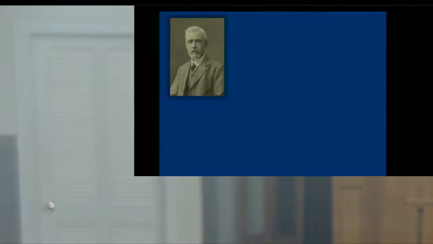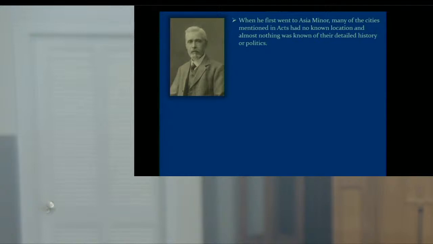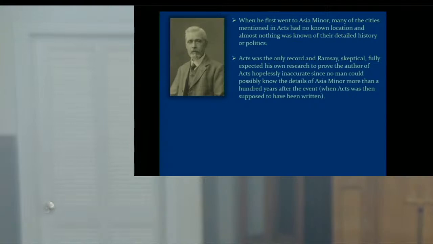When he first went to Asia Minor, many of the cities mentioned in Acts had no known location, and almost nothing was known of their detailed history or politics. Acts was the only record, and Ramsay, skeptical, fully expected his own research to prove the author of Acts hopelessly inaccurate, since no man could possibly know the details of Asia Minor more than 100 years after the event when Acts was then supposed to have been written. So he set out to put the writer of Acts on trial. He devoted his life to unearthing the ancient cities and documents of Asia Minor.